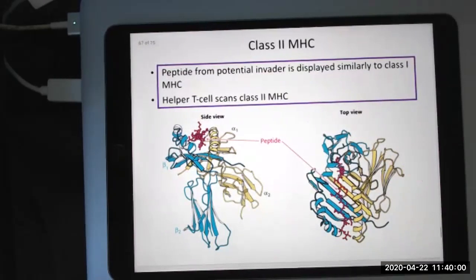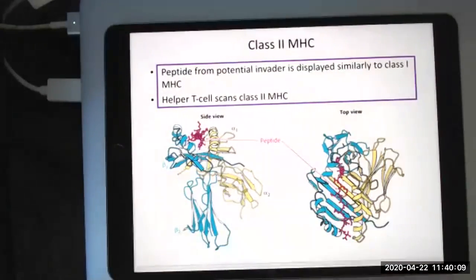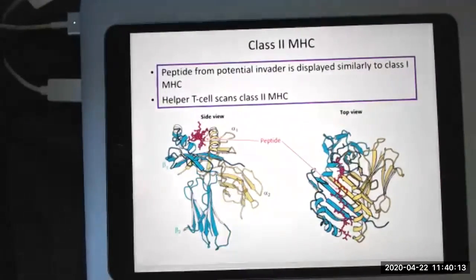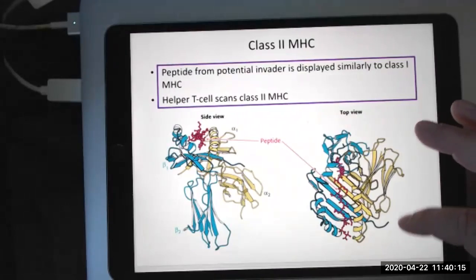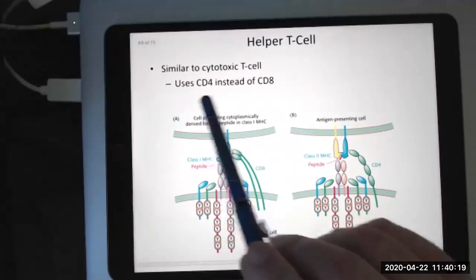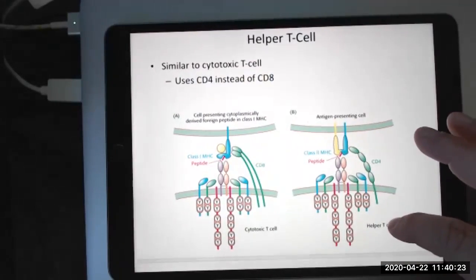Okay. Both the MHC class 1 and class 2 are very similar. They have the sort of loop here that they can put things in. And here, instead of a cytotoxic T cell, it's the helper T cell that scans it. And the helper T cell has CD4 on instead of CD8. So we don't kill it.